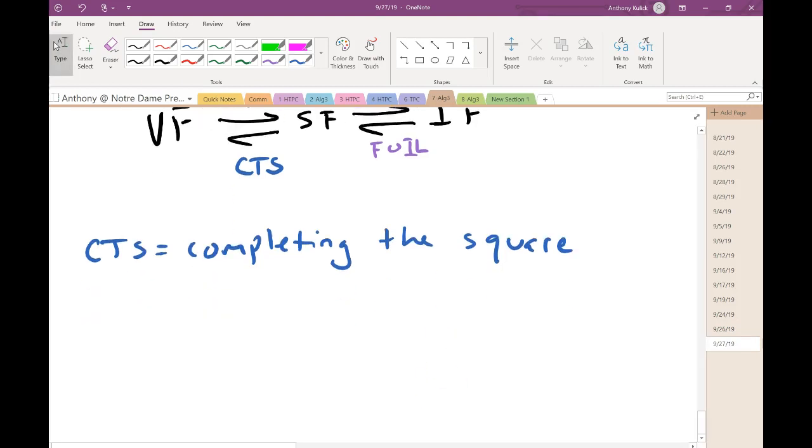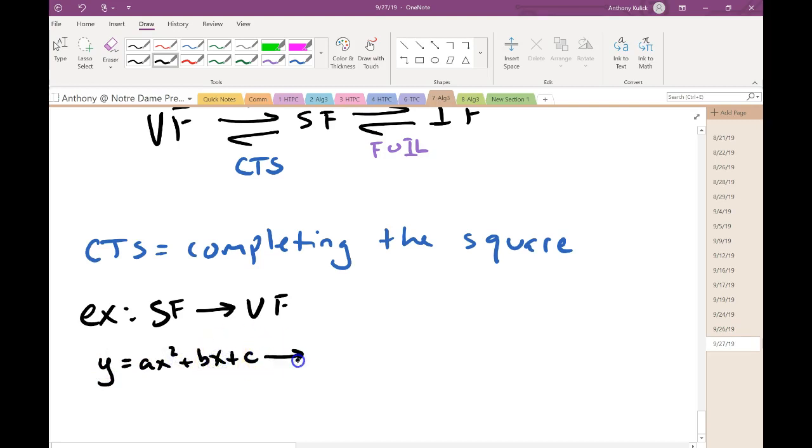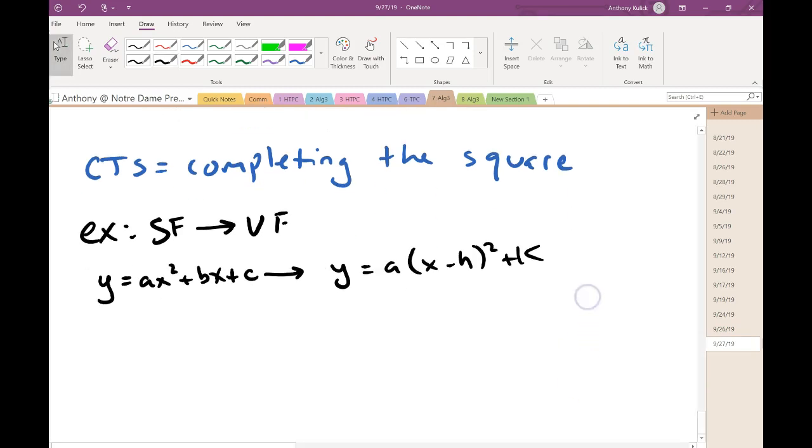So the goal here is going to be to take something in standard form and get it into vertex form. So I want something that looks like ax squared plus bx plus c, and I want it to then look like, when I'm done, a times (x minus h) squared plus k. Right? So that's something in standard form. I want to end with it in vertex form.